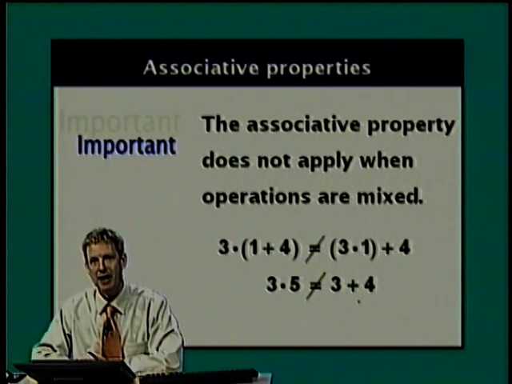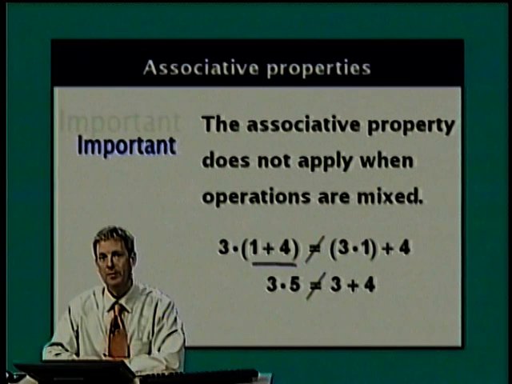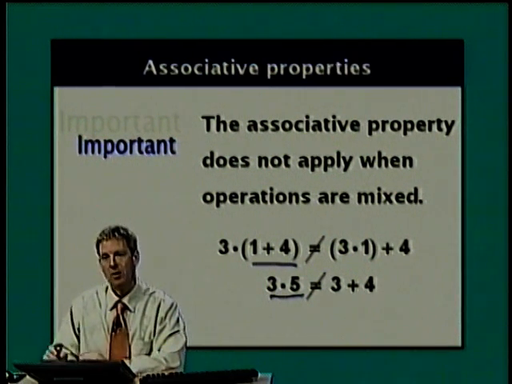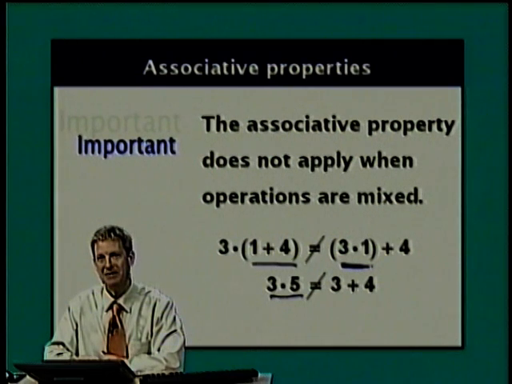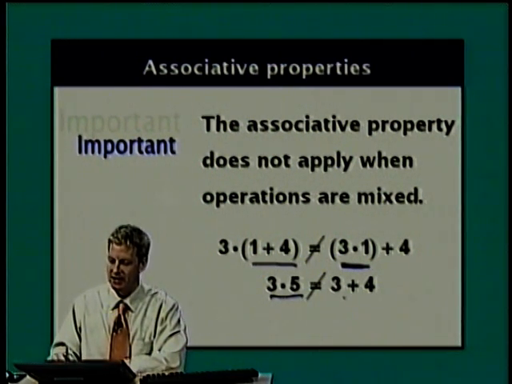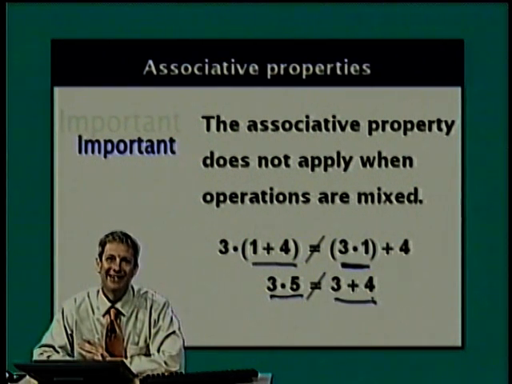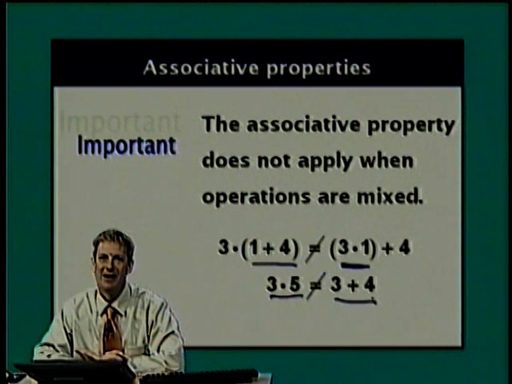In this expression, I have both addition and multiplication. When the grouping symbols are around the second two numbers, I have to perform the addition first, which results in 3 times 5. When the grouping symbols are around the first two numbers, I have to perform the multiplication first, and the net result is 3 plus 4. And for the third time, you know that 3 times 5 and 3 plus 4 are not equal to each other.